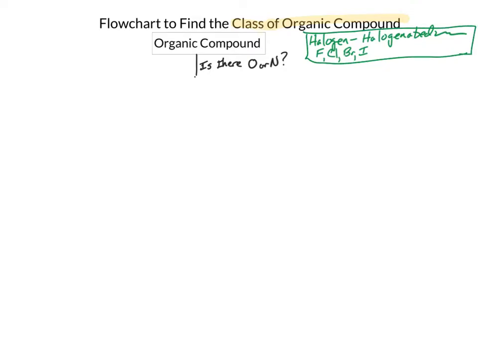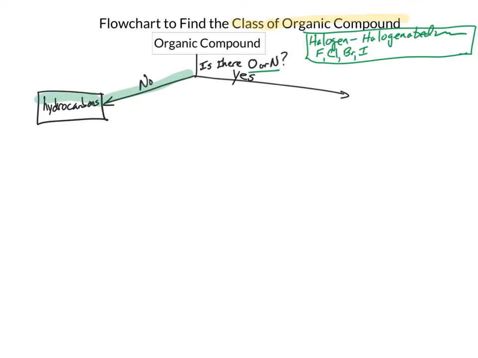So again, question 1, is there any oxygen or nitrogen? If you say no, you go to the left. If you say yes, you're going to go to the right. For now, let's follow the no pathway. When we go that direction, we are going to see that we have hydrocarbons because it has only hydrogen and carbon. Within the hydrocarbons, there are basically two types. The first type is an aromatic, and the other one is called aliphatic. How do I know the difference?